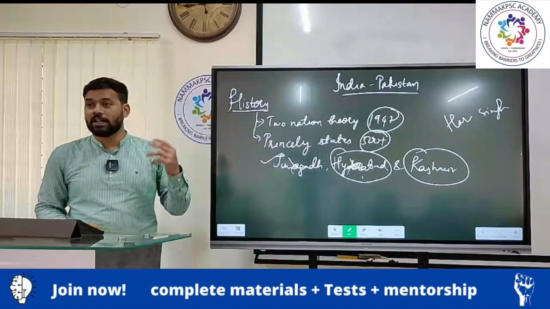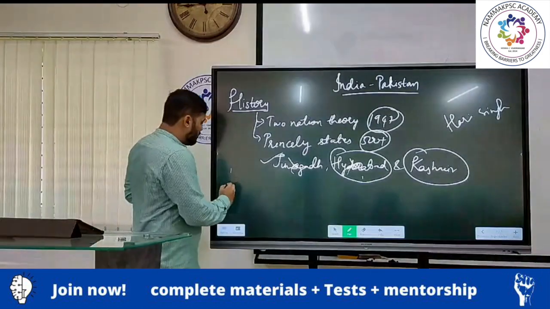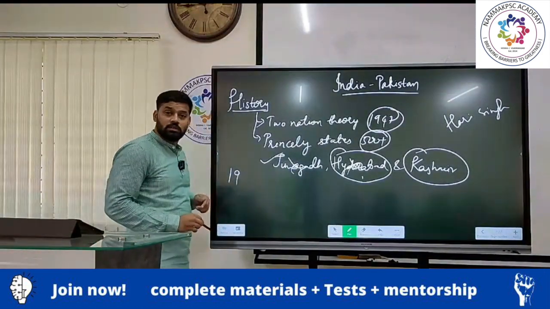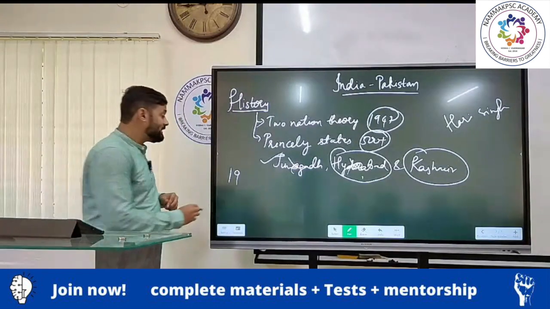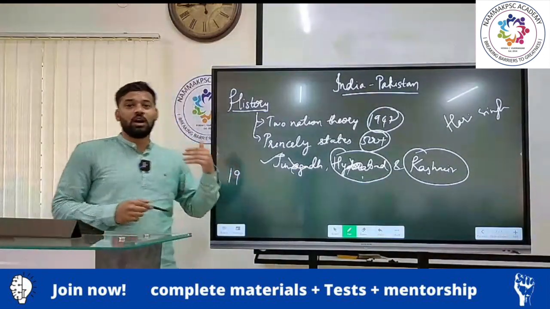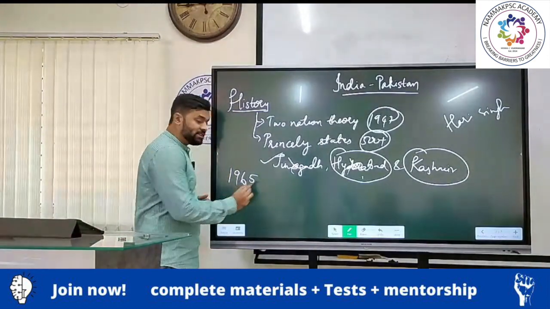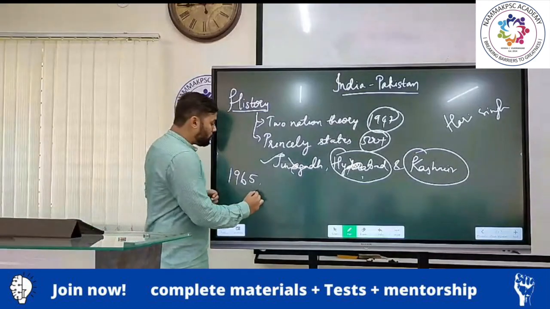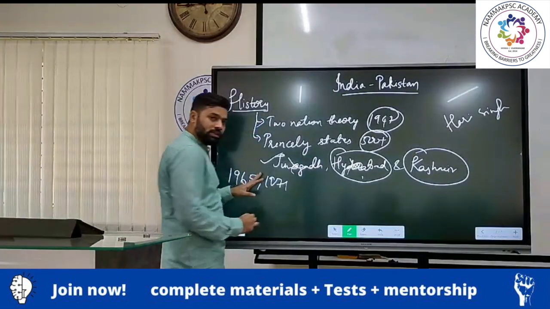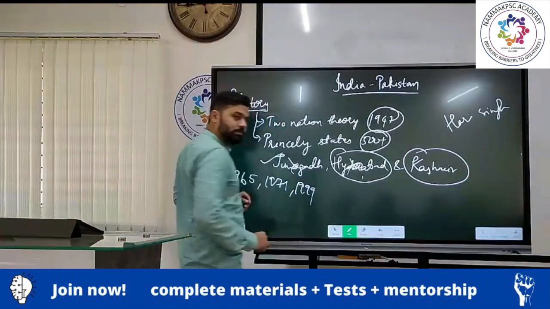Do you have any idea when the wars happened? Yeah. First war was in 1947-48. Yeah, there was a war, but it was not a full-blown war. But the 3 important wars were in 1965, and the next one was in 1971. I'll tell you about these wars, what happened. And the last one was Kargil, 1999.